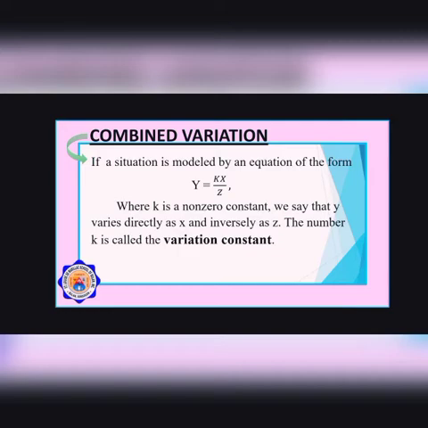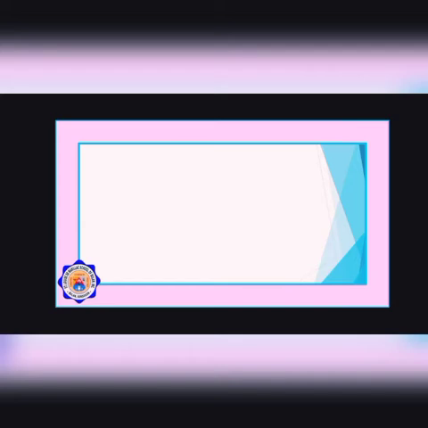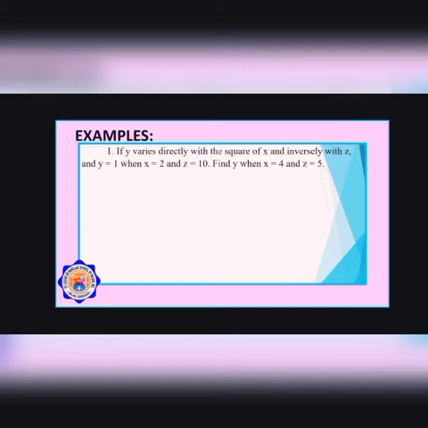So, kung mapapansin nyo, simula sa direct variation, sa inverse variation, sa joint variation, hanggang dito sa combined variation, k is always the constant. Then, example number 1: if y varies directly with the square of x and inversely with z, and y is equal to 1 when x is equal to 2 and z is equal to 10, find y when x is equal to 4 and z is equal to 5. So, first we will find the value of k.